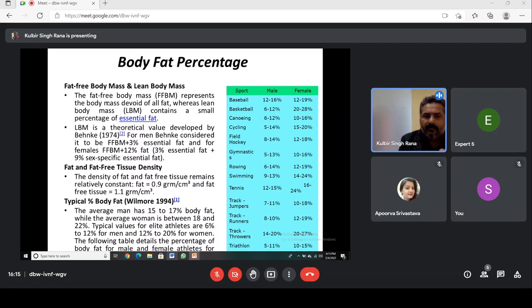So typical body fat, I think, for a man is 15 to 20%, whereas for a female it's 18 to 22%, right? Because the female essential fat is I think a bit more, right? Clear?